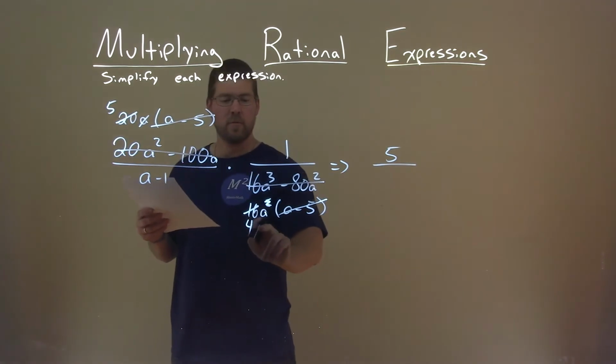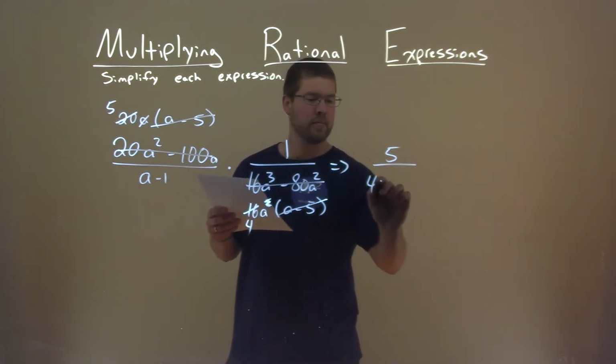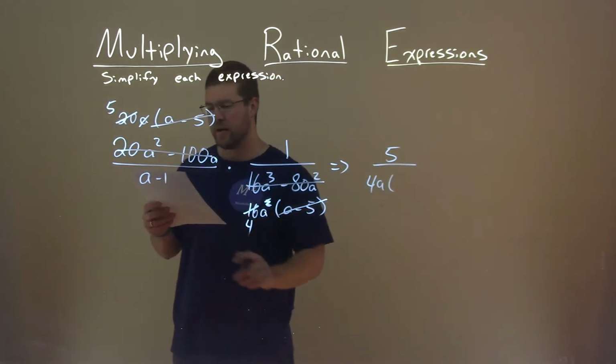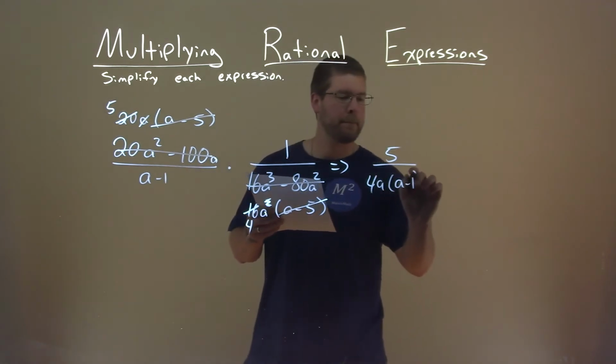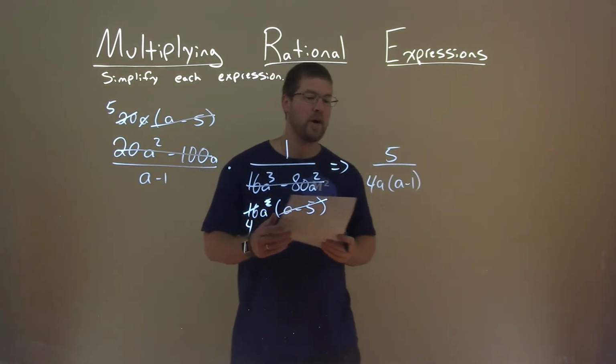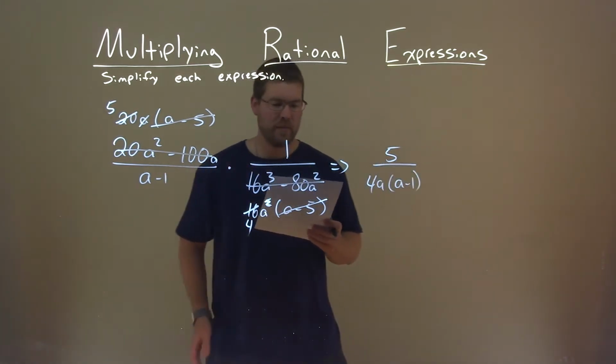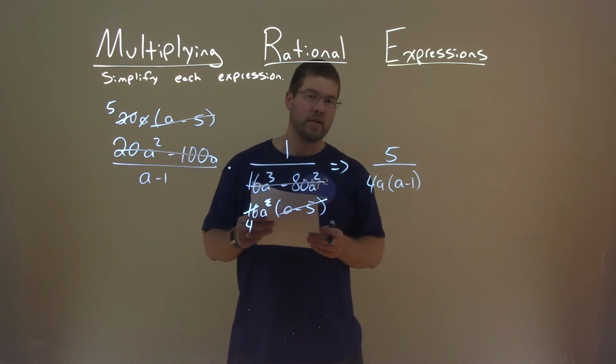Denominator, we have 4a left over, times, don't forget that a minus 1. And there we have it. 5 divided by 4a times a minus 1 is our final answer.